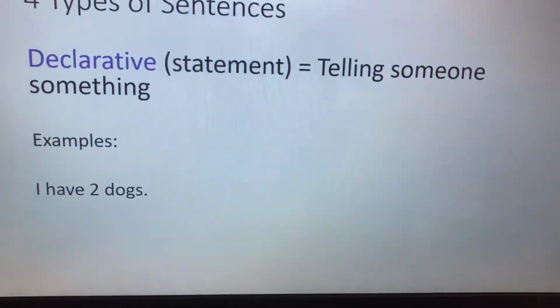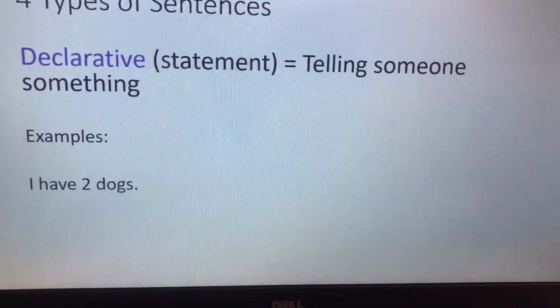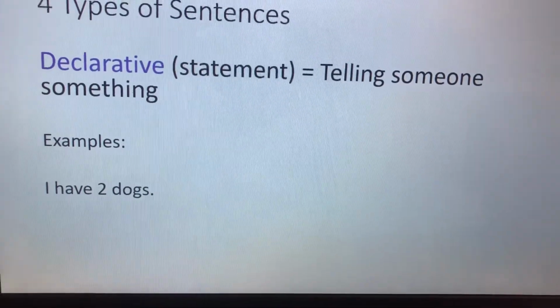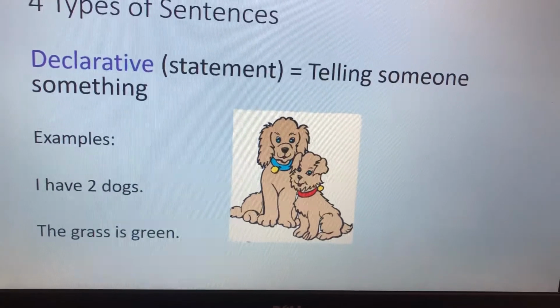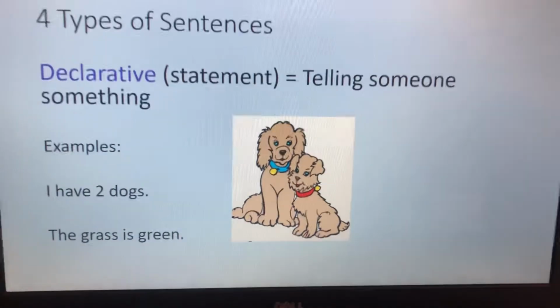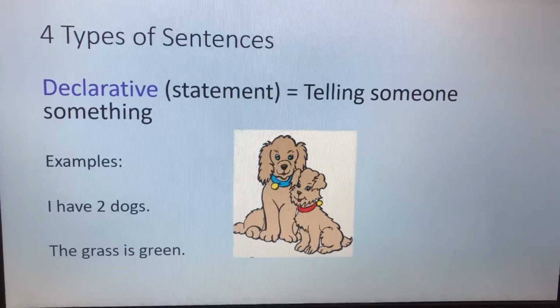So, I have 2 dogs would be a declarative sentence because you're just telling someone that you have 2 dogs. Or the grass is green is another type of declarative sentence. You're just telling someone the grass is green.